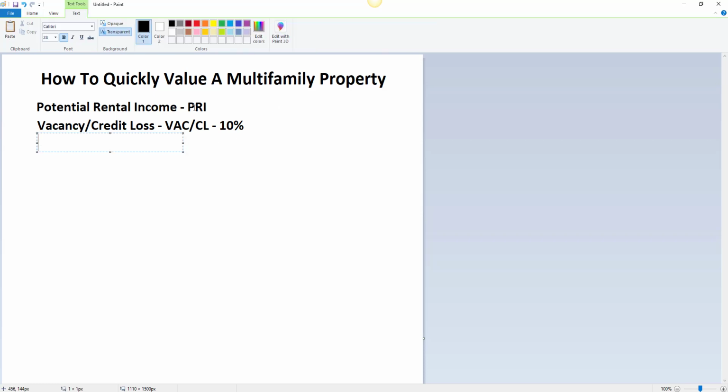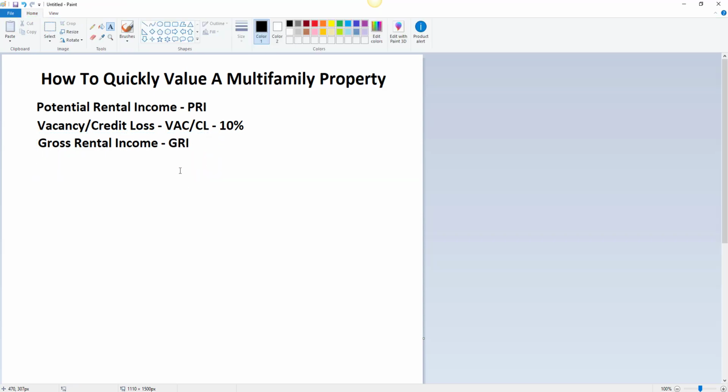Once we subtract our vacancy and credit loss from our potential rental income, that gives us our gross rental income, or GRI. And let's not screw that up again. There we go. All right.